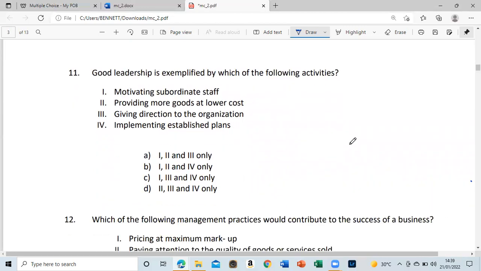Good leadership is exemplified by which of the following activities? 1. Motivating subordinate staff. 2. Providing more goods at a lower cost. 3. Giving direction to the organization. And 4. Implementing established plans. Remember I said leadership, right? So that is 1, motivating, 3, giving direction to the organization, and 4. So that would be C. Read the questions carefully, guys. These can be really tricky.